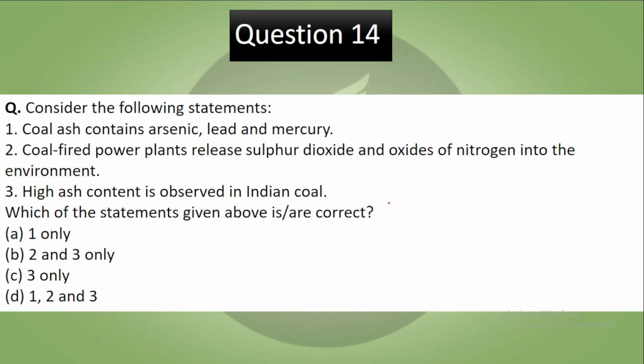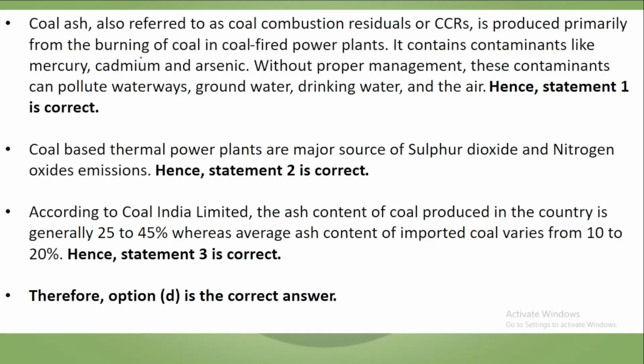Now let's see the answer. So your correct answer to this is D. Option D is correct. 1, 2, 3 all are correct. Coal ash, also referred to as coal combustion residuals, is produced primarily from burning coal in the coal-fired power plants. It contains contaminants like mercury, cadmium and arsenic. Without proper management, these contaminants can pollute waterways, groundwater, drinking water and all. So yes, it can cause pollution.